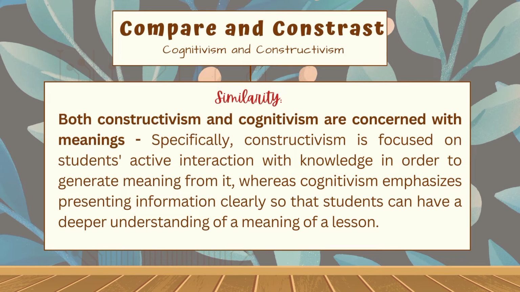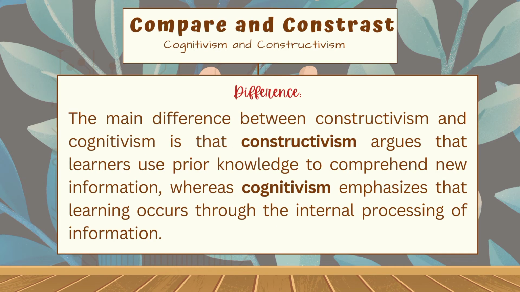Comparing and contrasting cognitivism and constructivism. Both constructivism and cognitivism are concerned with meanings. Specifically, constructivism is focused on students' active interaction with knowledge in order to generate meaning from it, whereas cognitivism emphasizes presenting information clearly so that students can have a deeper understanding of the meaning of a lesson. What is their difference? The main difference between constructivism and cognitivism is that constructivism argues that learners use prior knowledge to comprehend new information, whereas cognitivism emphasizes that learning occurs through the internal processing of information.